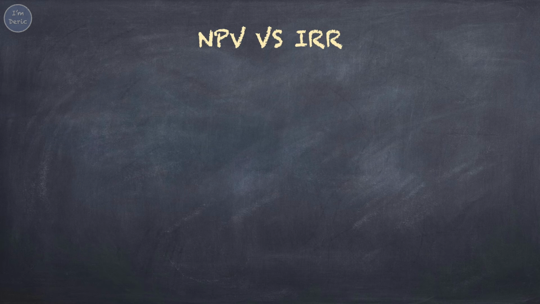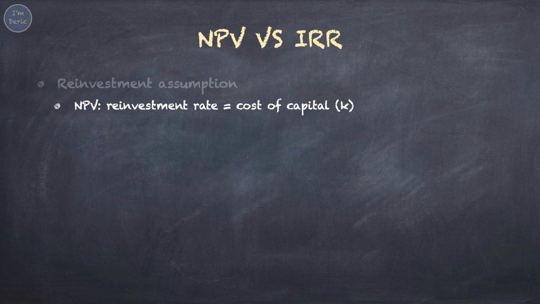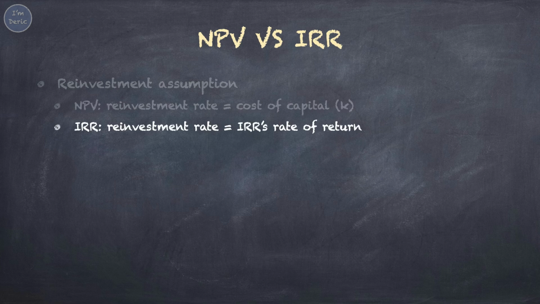To compare NPV versus IRR, which one is a better measure? In fact, we would always prefer NPV. This preference arises from the different reinvestment assumptions of NPV and IRR. NPV makes no reinvestment assumption, therefore, the reinvestment rate will not change the outcome of the project. Alternatively, we can say that the reinvestment rate for NPV is the same as the cost of capital, denoted as K. However, IRR does make a reinvestment rate assumption, assuming that the company will reinvest cash inflows at the IRR's rate of return throughout the project's lifetime.